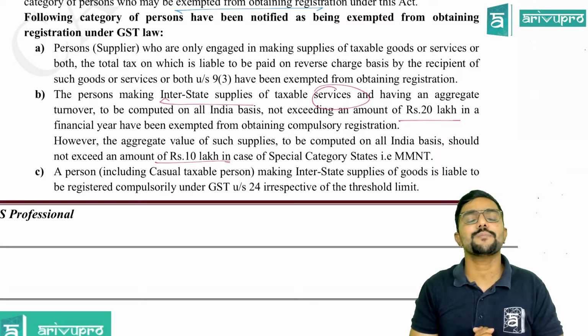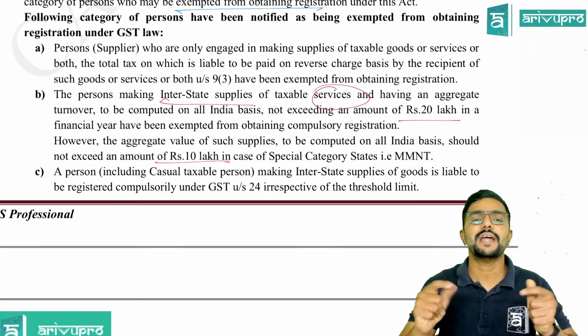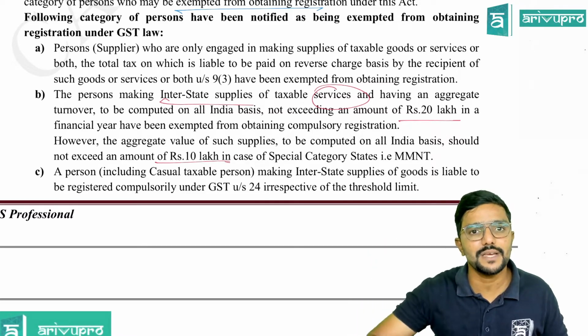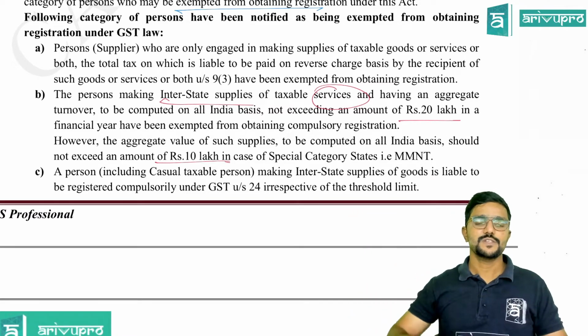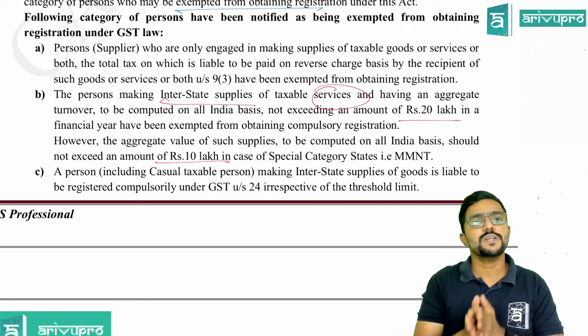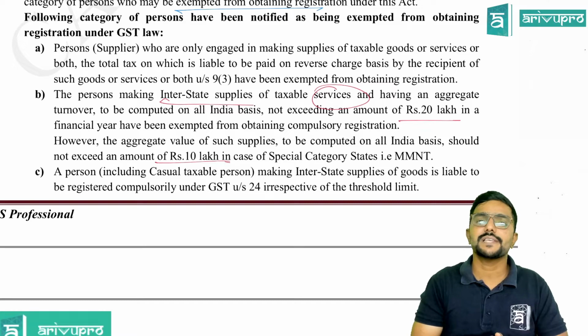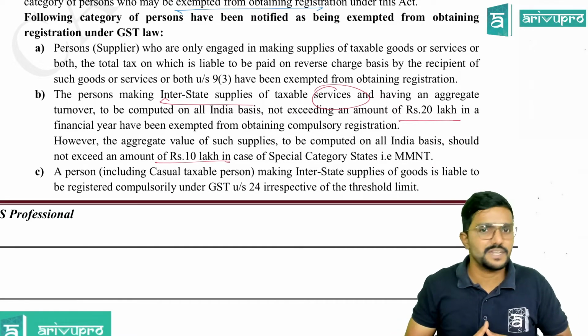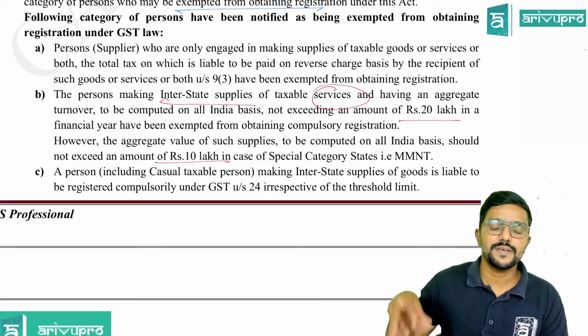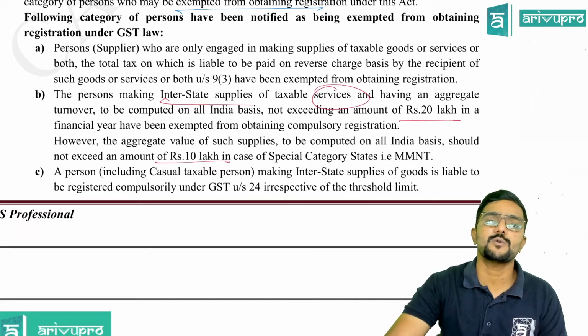Sir, what if I am supplying goods outside the state? Mandatory registration. Because here the exception is given only for the supplier of services outside the state. So if you are supplying services outside the state, and if your turnover is within 20 lakh, or in case of special category states, if it is within 10 lakh, you need not get registered. Registration is not applicable for you. So the exception is given only for services which are supplied outside the state.